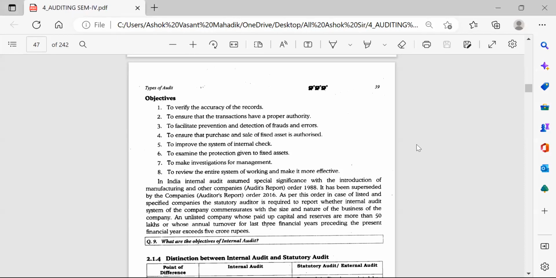The objectives: first, to verify that all records are accurate. Okay, there are no mistakes in the books of account. Second, to ensure that transactions have a proper authority. Suppose in a company, if any purchases are to be made, who will make the purchases? The purchase department. The head of the purchase department will sign the bills. It is called as proper authority. Any peon cannot make any purchases. Any clerk cannot make any purchases, isn't it? So against every bill, the internal auditor will check that signs are properly maintained.